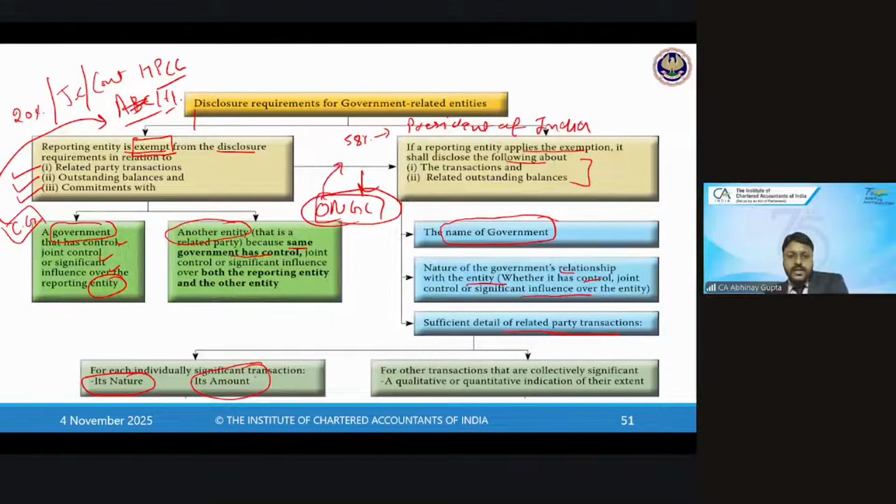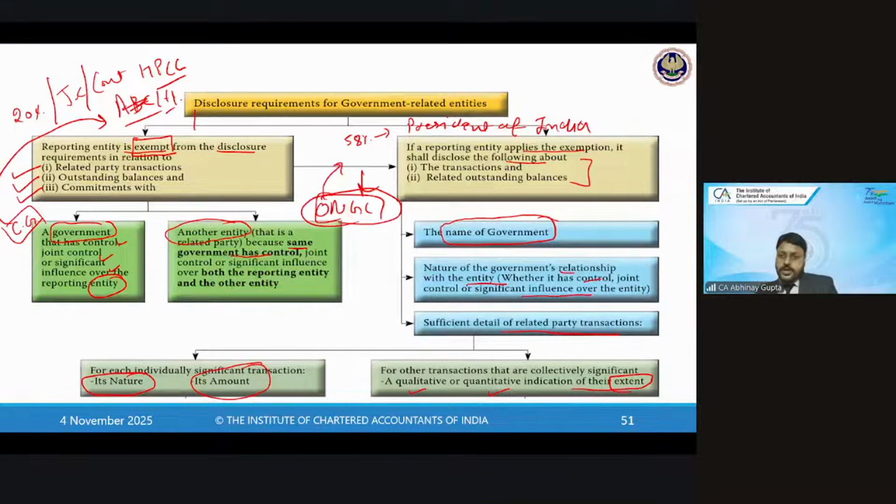If the individual transaction is material, then the individual transaction amount. And if there are numerous transactions, then the total amount of all those transactions which are constituting a significant portion. And for other transactions that are collectively significant, a qualitative as well as quantitative indication of their extent. Now, after looking at these disclosures, are you getting a sense that in spite of providing this exemption, if these are the disclosures which need to be made, then what's the point of claiming the exemption? Are you feeling that or not?